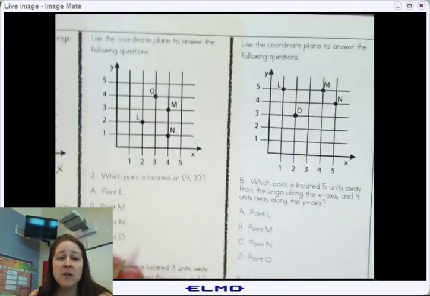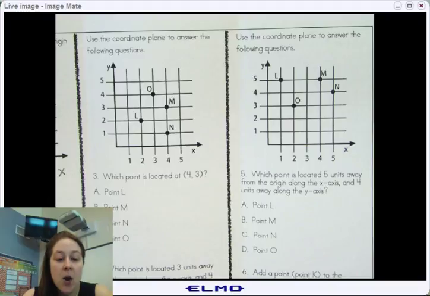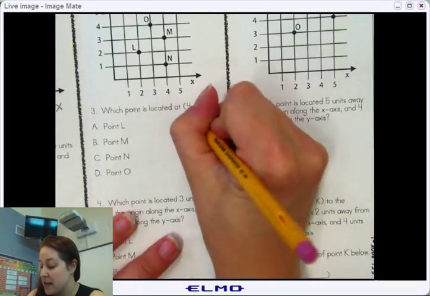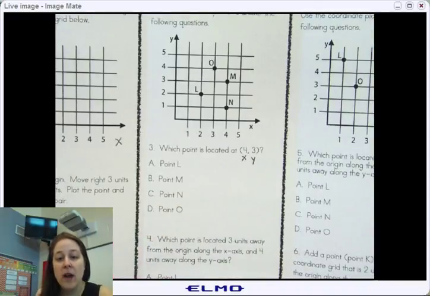Okay, so when we go over to the other side, use the coordinate points to answer the following questions. Which point is located at 4, 3? Remember that the 4 is on the x-axis and the 3 is on the y-axis. So you're going to go over 4 and up 3. If you'll take a moment to look for that and type that into Edpuzzle.